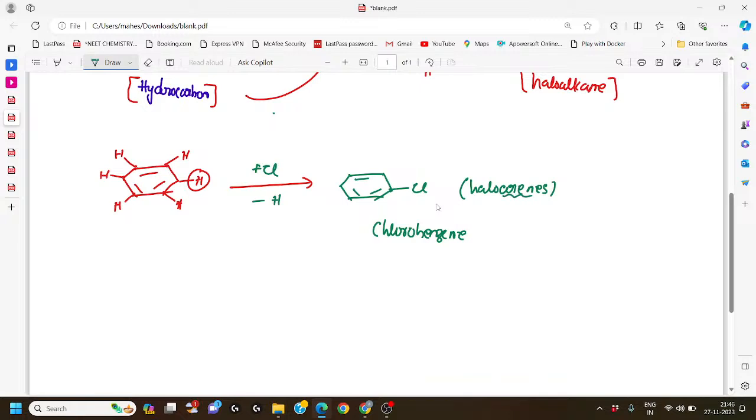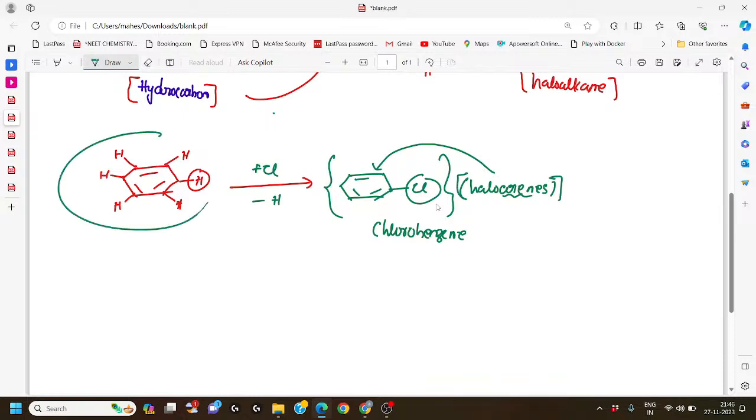We observe that halogen is present, that is chlorine, and arene means benzene is present. So the combination of halogens and arenes in a given compound is called haloarenes. The starting material is arenes, that means benzene, which has the molecular formula C6H6. One of the hydrogens is replaced by halogen, so we will get the haloarenes. I hope this concept, what is meant by haloalkanes and haloarenes and how they are prepared, is clear to you.